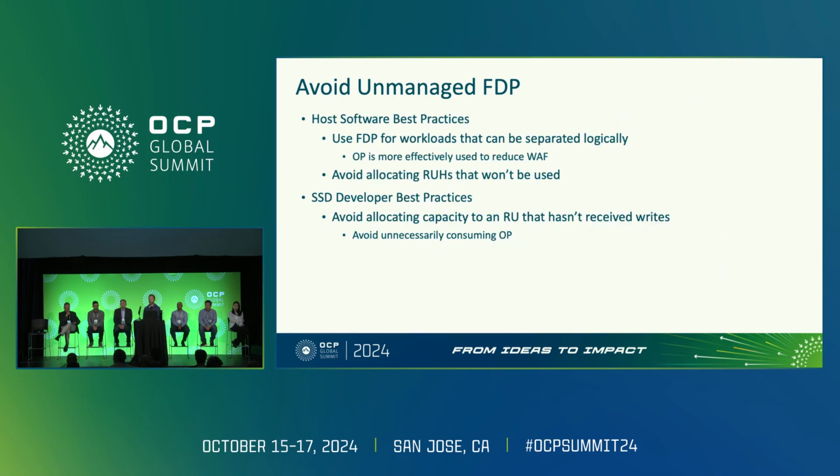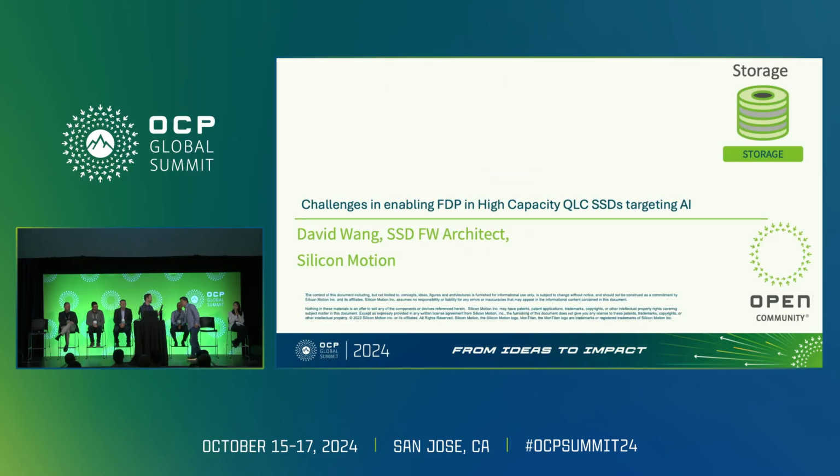So, host software best practices. The host, when enabling FDP, should absolutely employ at least one of the data separation strategies that I mentioned earlier, and not allocate additional reclaim unit handles, as they may inadvertently consume additional OP. And for SSD developer best practices, for reclaim unit handles that haven't received any writes yet, it is best not to allocate a reclaim unit. And that's my FDP best practices. Thank you.